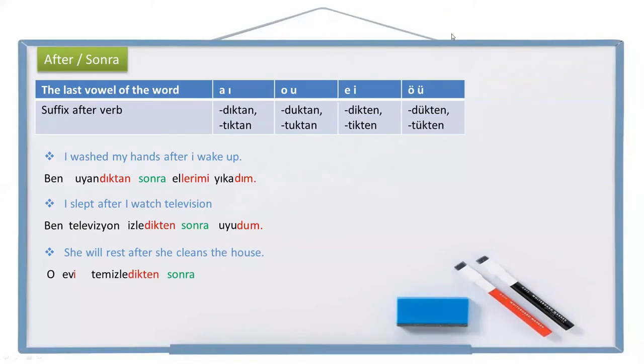What will she do? Rest. Dinlen. Will rest. Dinlenecek. Is there any person pronoun suffix? None. So the sentence is, she will rest after she cleans the house. O evi temizledikten sonra dinlenecek.